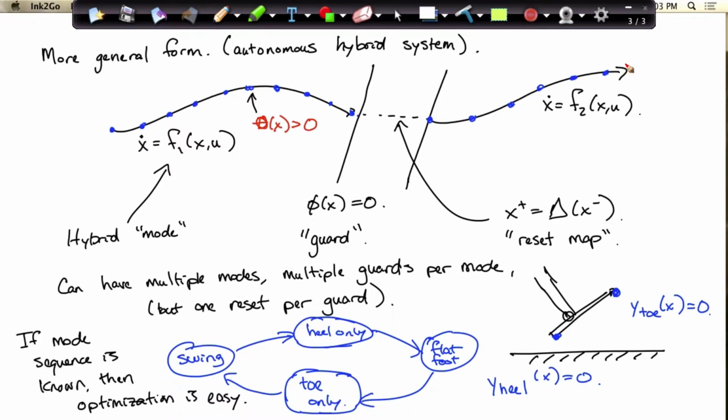It turns out to be a lot harder to figure out the modes. If you don't have an a priori assignment of knot points to modes, then that turns out to be a harder problem. I'll talk about that some more in a minute.